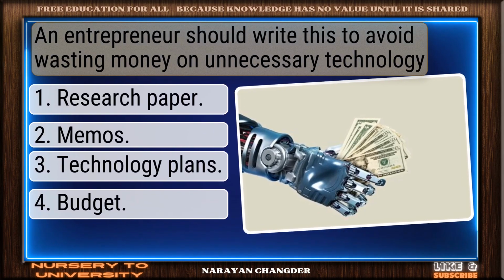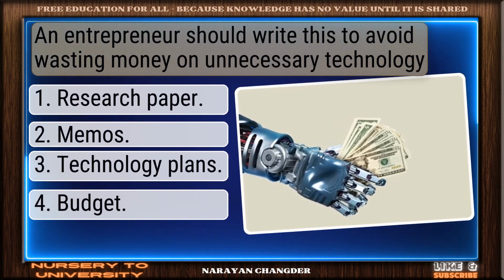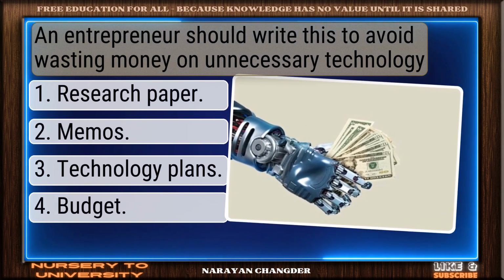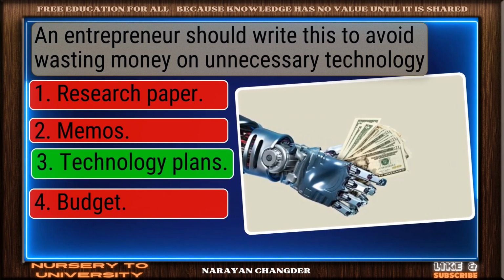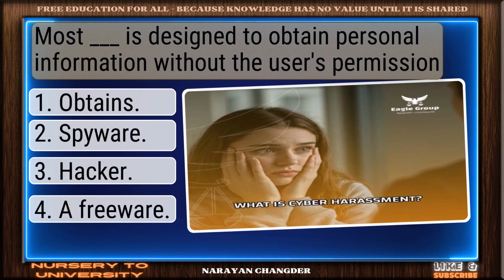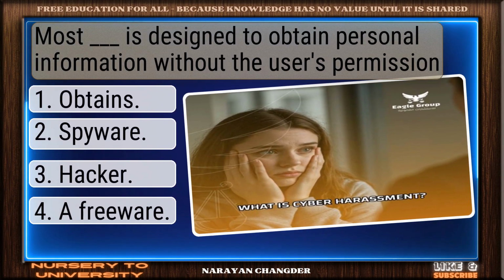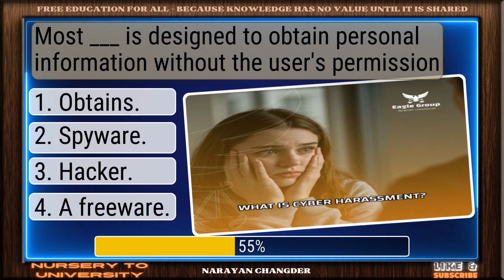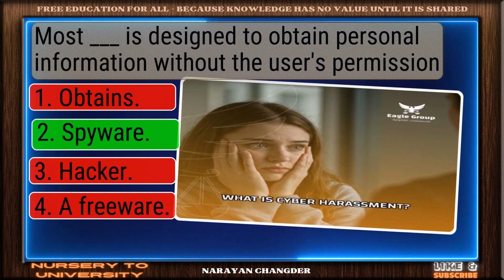An entrepreneur should write this to avoid wasting money on unnecessary technology. You got it. Technology plans fits. Most - is designed to obtain personal information without the user's permission. Sharp thinking. Spyware is right.